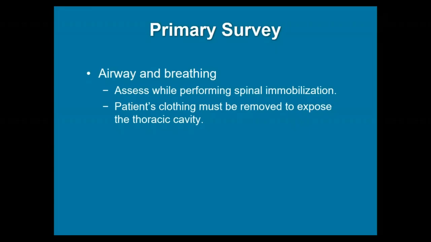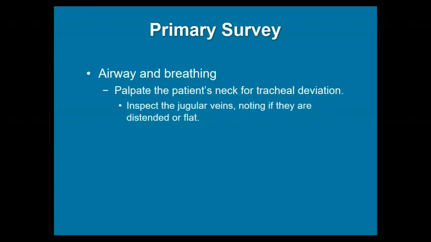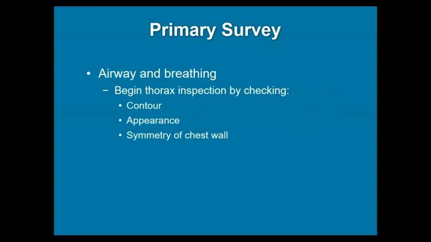We need to get their clothing out of the way. We can't inspect the anterior and posterior chest if there's clothing in the way. You'll notice in all the pictures and videos that I have later, you're looking at a naked chest. Palpate the patient's neck for tracheal deviation. That doesn't take long. Does that trachea appear to be midline? Look at the jugular veins while you're right there. Distended or flat? That's all we're worried about.